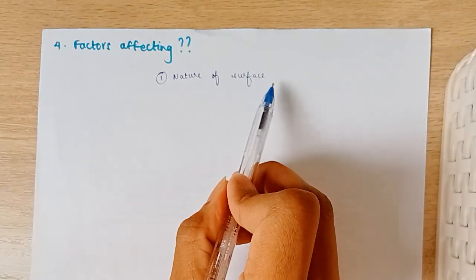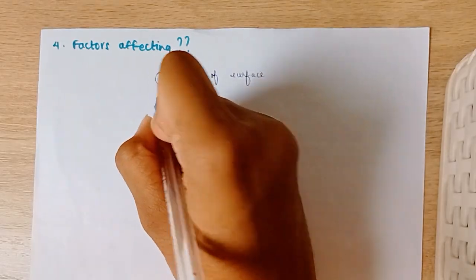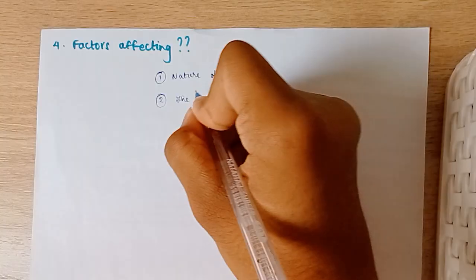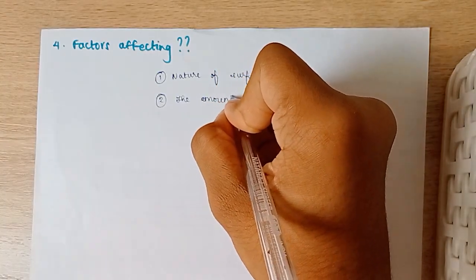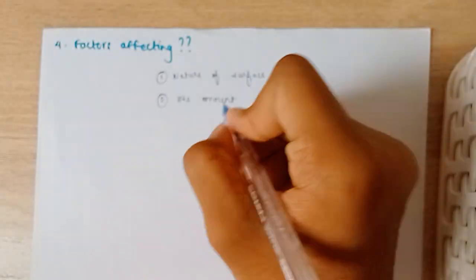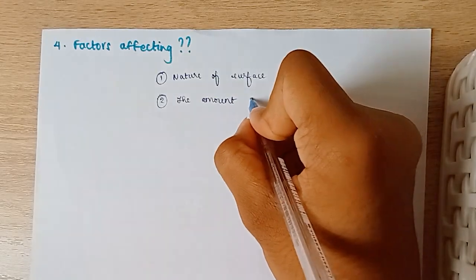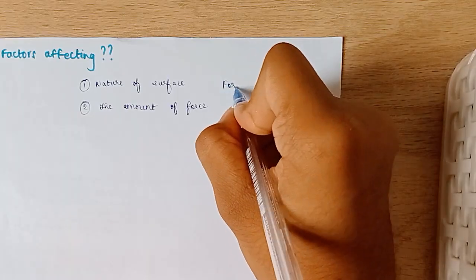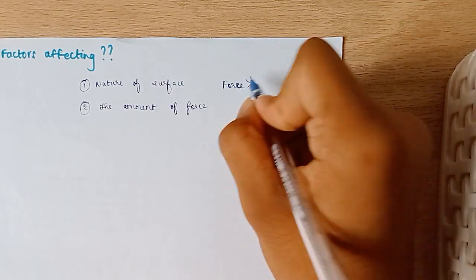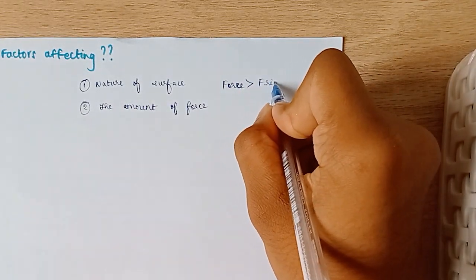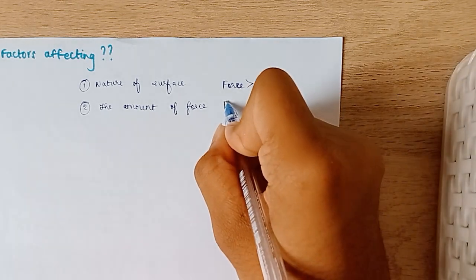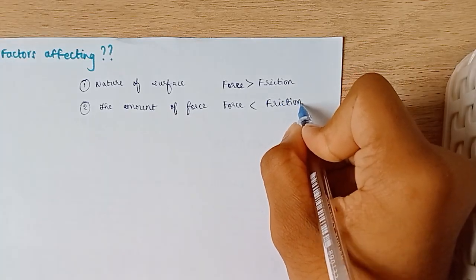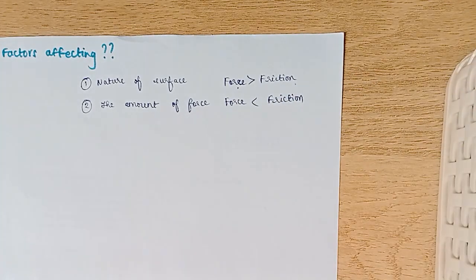So nature of surface. Second one is the force pressing surfaces together, or the amount of force. So greater the force, lesser the friction. Lesser the force, greater the friction. So write that down as well. Greater the force, lesser the friction. Lesser the force, greater the friction. So this is the comparison between force and friction.